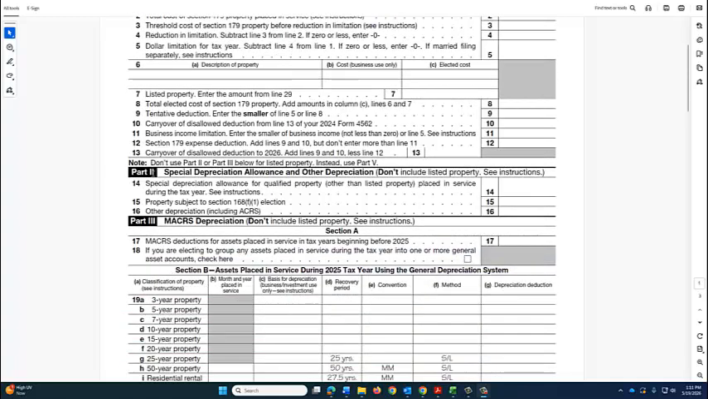In Part 2, it's for special depreciation allowances, or in other words, the bonus depreciation. So on line 14, we're going to enter our bonus depreciation, which was $52,000.